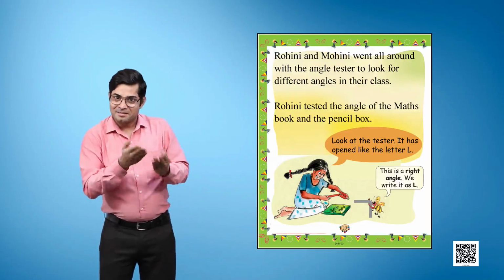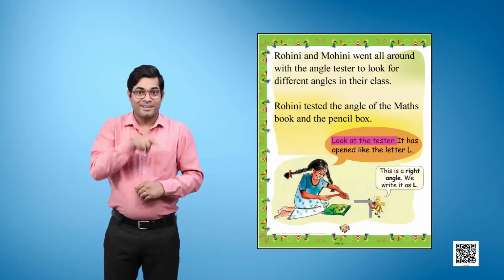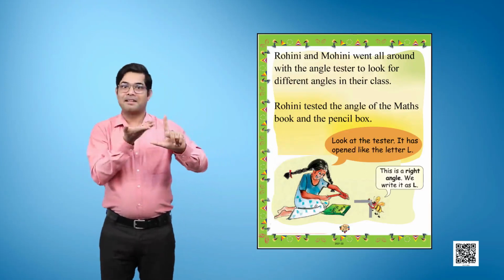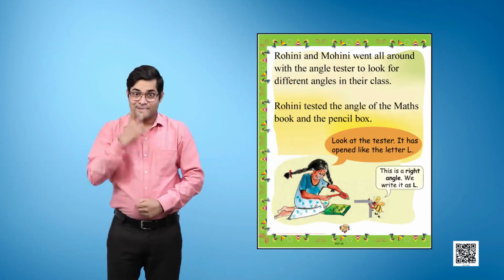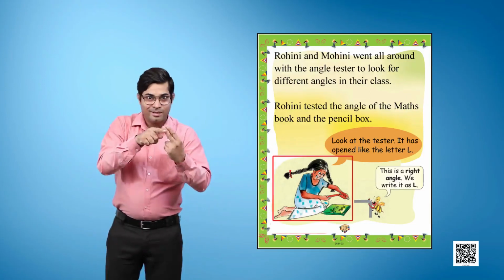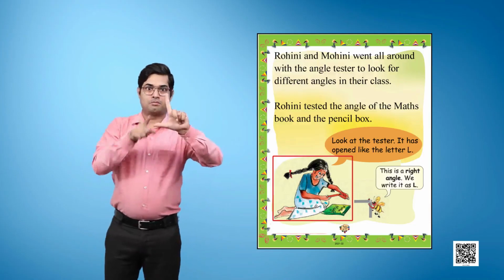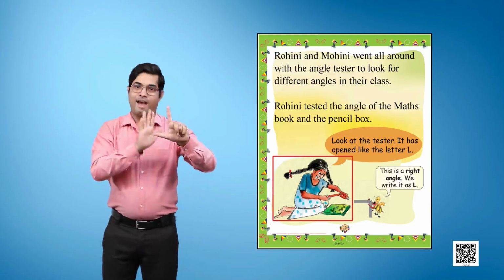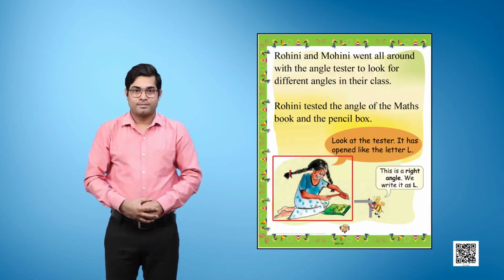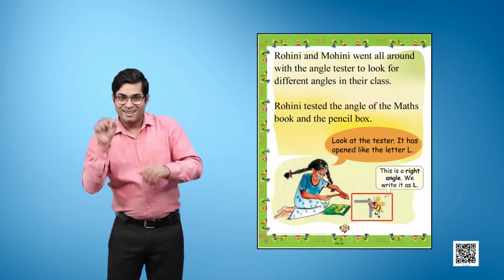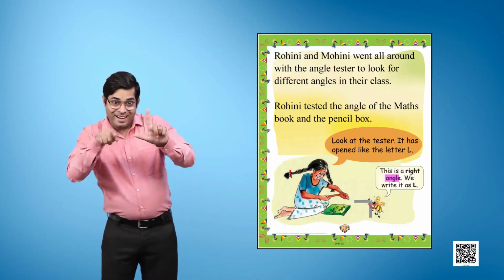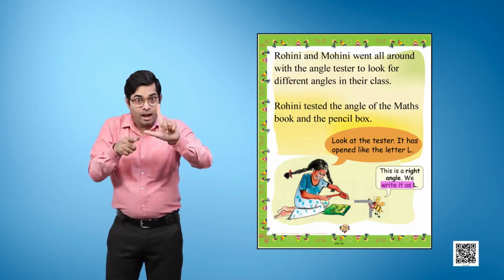Rohini says, look at the tester. It has opened like the letter L. She is holding the divider in her hand in open position. We have a honey bee again in the picture replying her. This is a right angle. We write it as L.